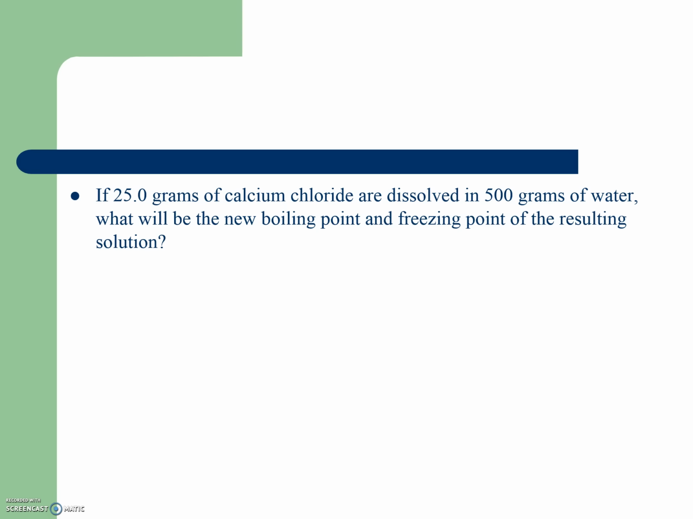And let's try one more. If 25 grams of calcium chloride are dissolved in 500 grams of water, what will be the new boiling point and freezing point of the resulting solution? The constants are the same as they were before.